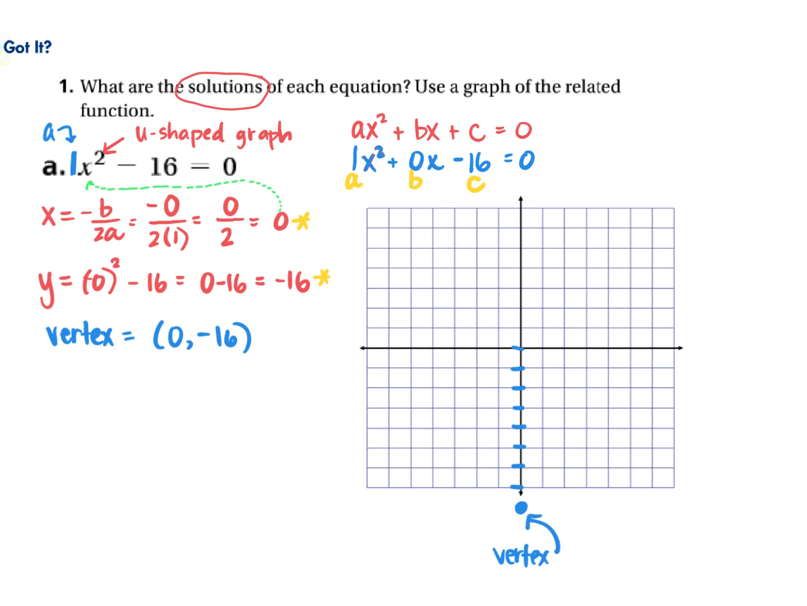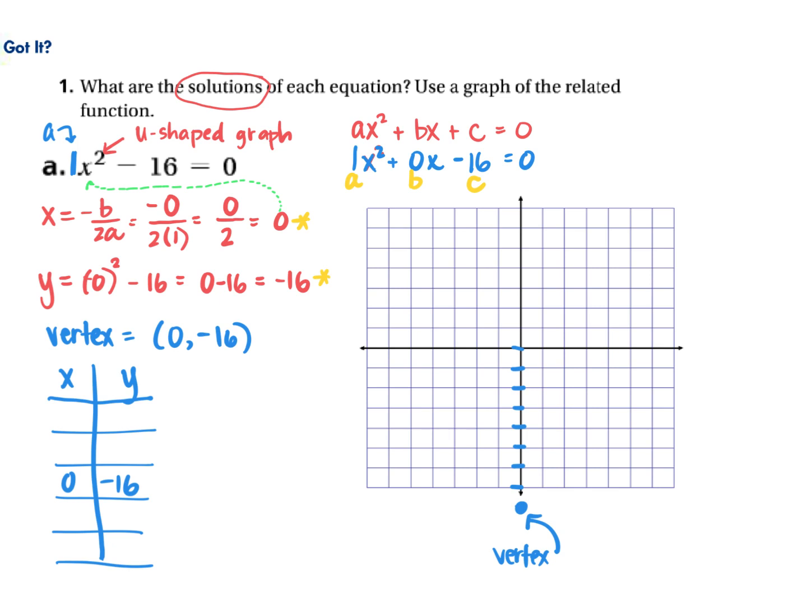Then we make a table. And a good table always has 5 values. So you make space for 5 values. And the vertex should always go in the middle. So 0 and negative 16.